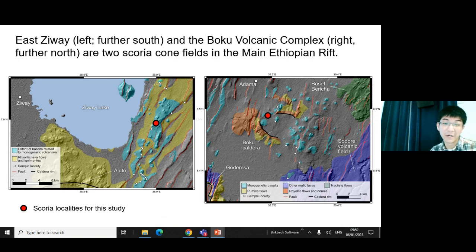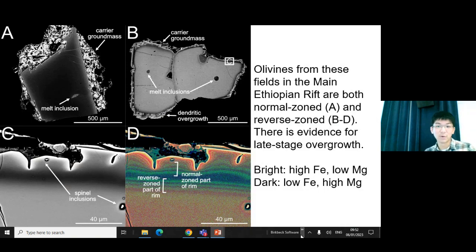East Zway is found about half a degree of latitude south of Boku, and so it's believed to be a less mature stage of rift evolution. You can mark out these scoria cones quite nicely from these digital elevation models, where they're associated with basalts, and also with some faults which strike northeast-southwest, roughly subparallel to the overall trend of the Main Ethiopian Rift. And from these scoria, I collected some olivine crystals, and these are some really weird things.